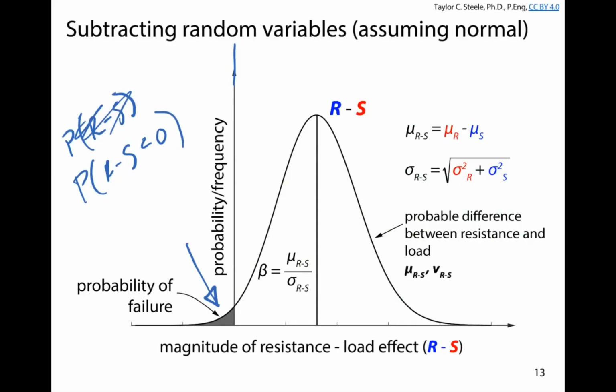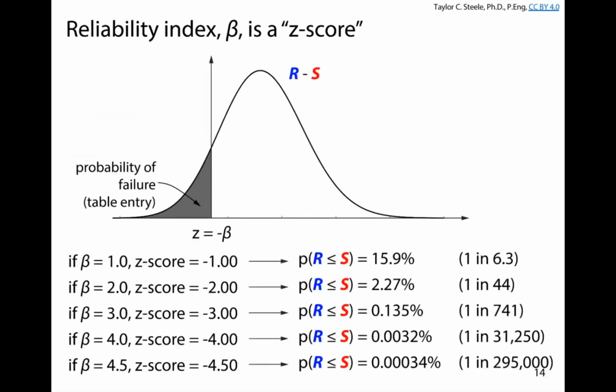Okay, so here we're defining a new term called the reliability index, beta. And it's basically just a Z score, a measure of the number of standard deviations the mean is away from having the load effects exceed the resistance. So if we think of this as a Z score, then we can go to the table and figure out what reliability index we might want to target. And the bigger the reliability index, the further away R is from S.